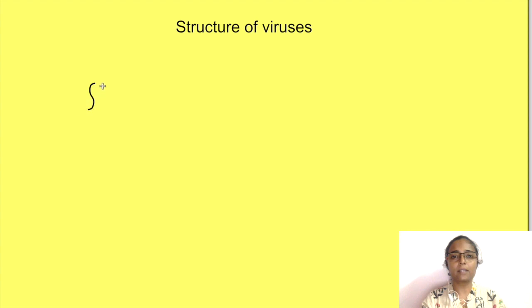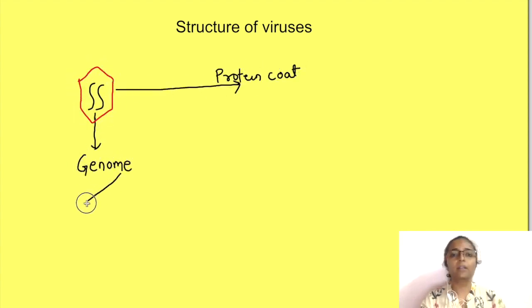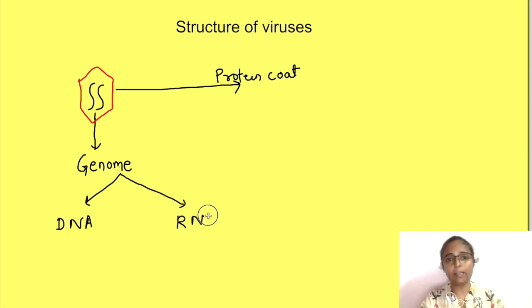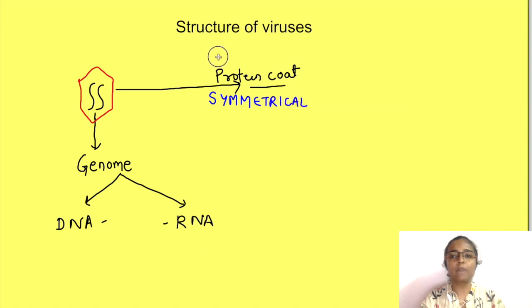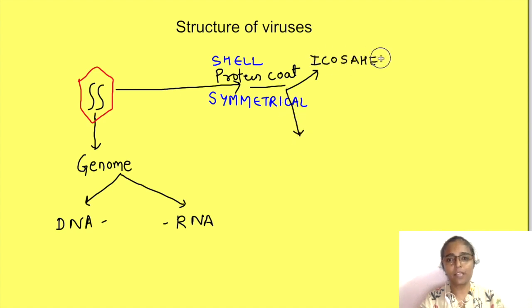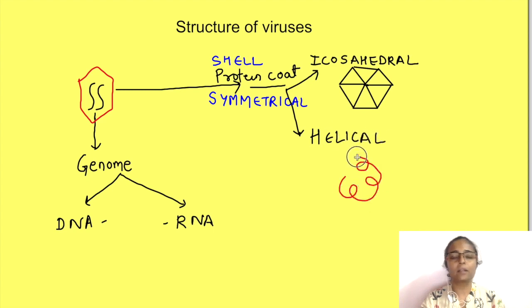All viruses have a genome which is surrounded by a protein coat known as capsid. The genome may be either DNA or RNA, but never is it both. This is in contrast to all other organisms which have both DNA as well as RNA. The protein coat, that is the capsid, is basically proteins which are arranged in a symmetrical manner and form a protective shell for the nucleic acid. The symmetry may be either icosahedral, that is, has 20 triangular faces, or it may be helical. So, all viruses have a genome and a protein coat.